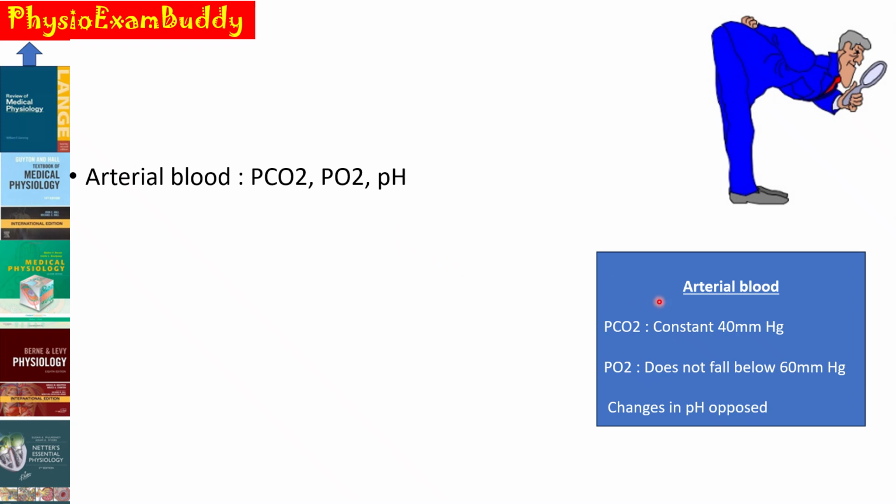The chemical regulatory mechanisms adjust the ventilation in such a way that the arterial PCO2 is normally held constant at about 40 millimeters of mercury, and arterial PO2 is not allowed to fall below 60 millimeters of mercury, and the changes in the pH are opposed.